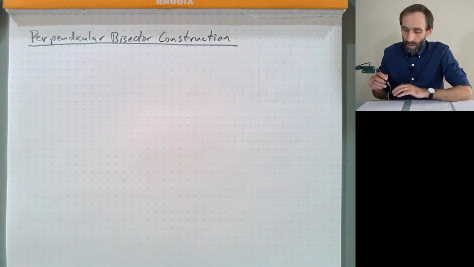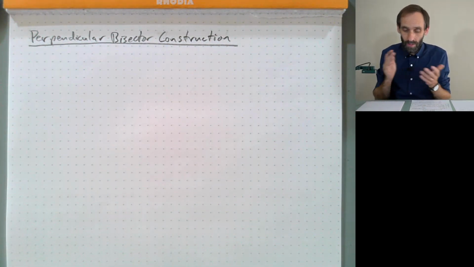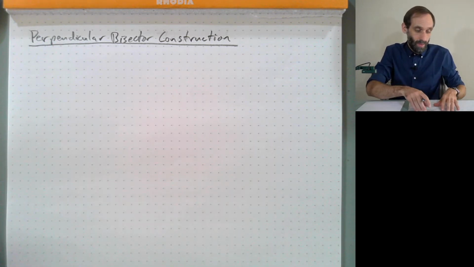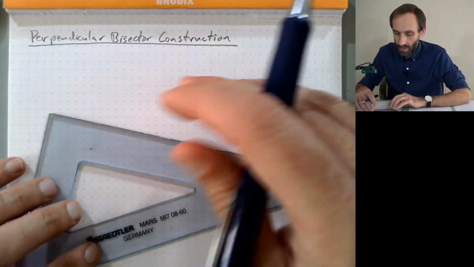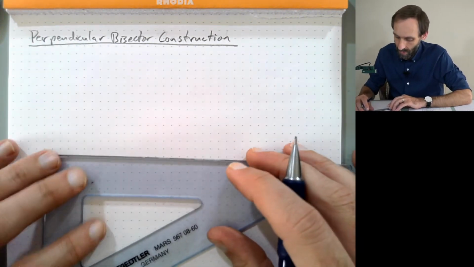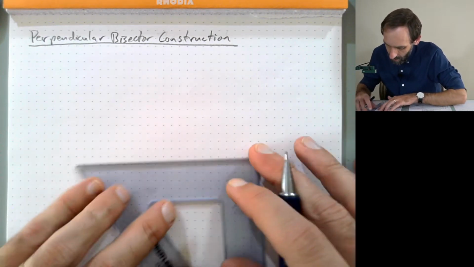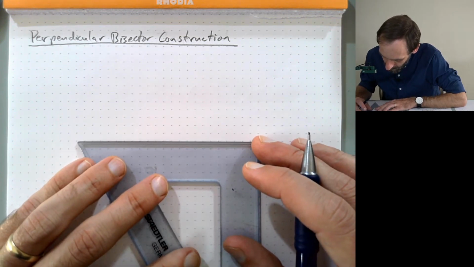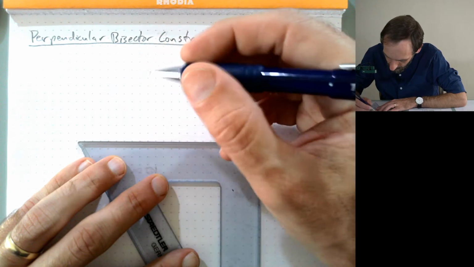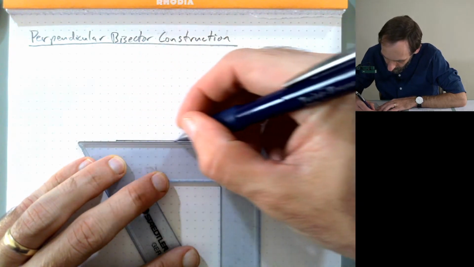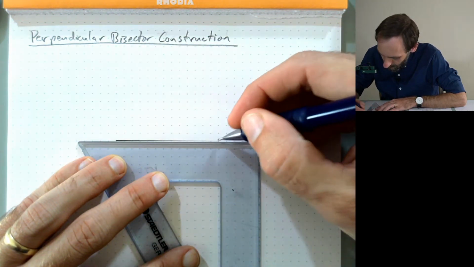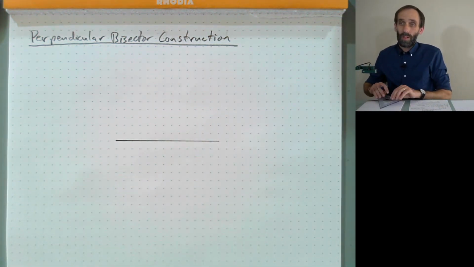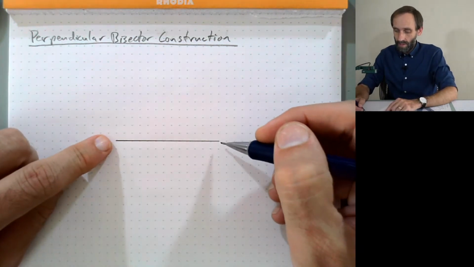So before we can construct a perpendicular, we need a line to make the perpendicular to. So the first one we're going to do is called the perpendicular bisector. And so let's go ahead and draw a line here. I'm not going to make it too big, so I'll just put it in the middle here. All right. So there's my line. And we want to draw a perpendicular bisector of this line.